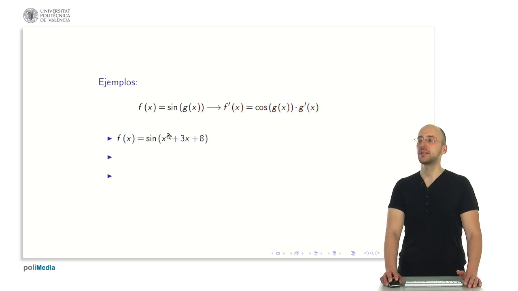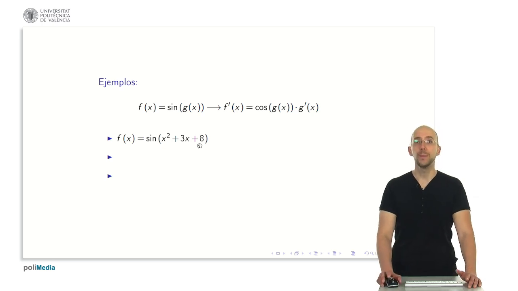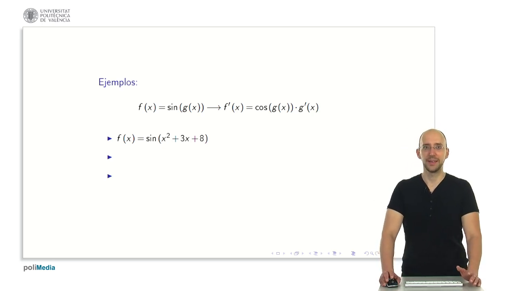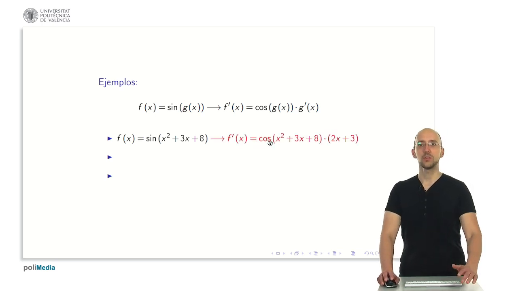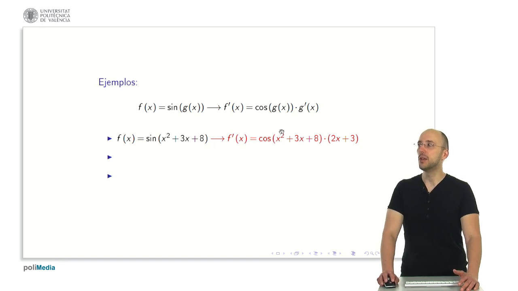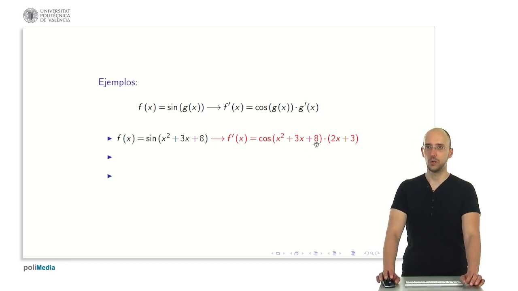What happens if someone asks us to calculate the derivative of the sine of x squared plus 3x plus 8? In this case, we need to identify what is g of x in the formula. G of x is represented as x squared plus 3x plus 8. How do I then apply the chain rule? Very easy. I substitute the sine with cosine because the derivative of sine is cosine. And I write the polynomial that I had there exactly the same. I do not differentiate it.